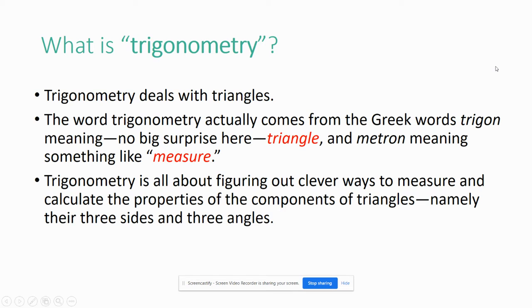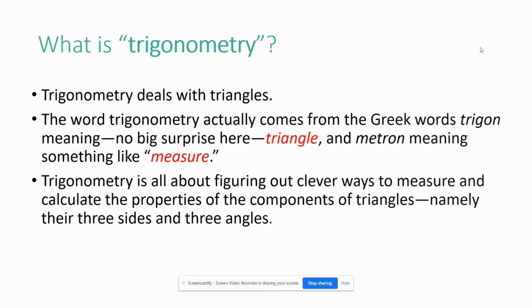What is trigonometry? Well, it deals with triangles. The word trigonometry actually comes from the Greek words trigon, meaning, no big surprise here, triangle, and metron, meaning something like to measure. So we're measuring triangles. Trigonometry is all about figuring out clever ways to measure and calculate the properties of the components of triangles. Namely, how do you find those 3 side lengths and the 3 angles?